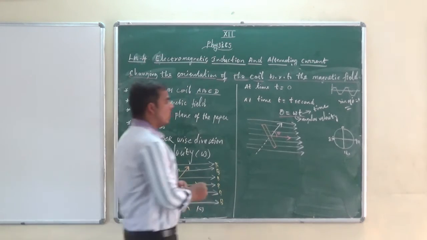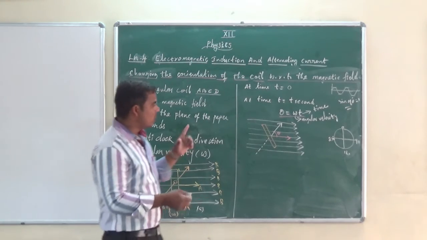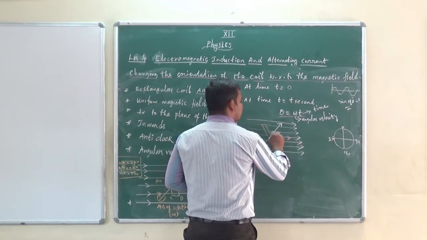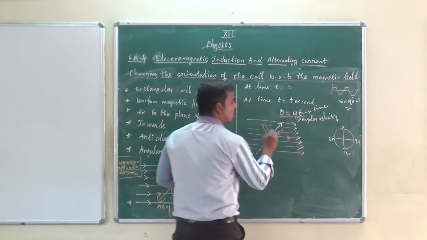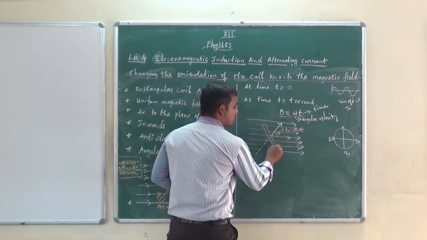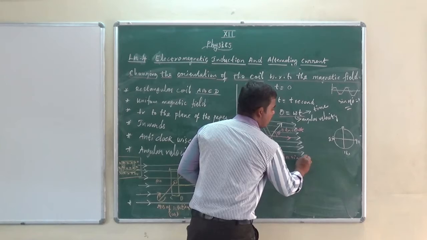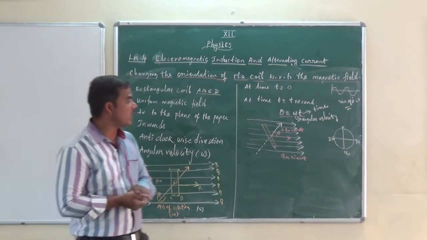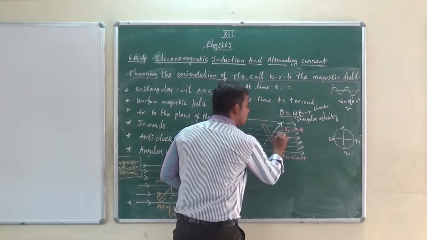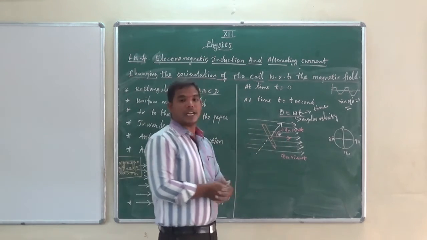Am I correct? So there are two positions of the coil: one is the cos position, another one is the sin position. See position 1: phi m cos omega t. Next, you can see in the book's diagram phi m sin omega t. Cos omega t, sin omega t. This is the angle theta, the angle between the magnetic field and the area of the coil.